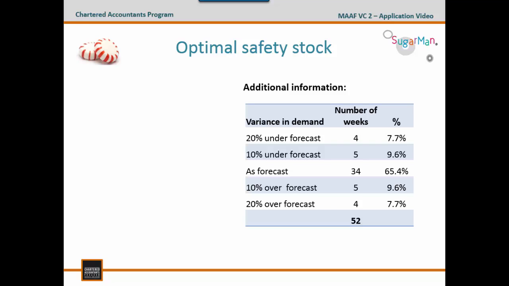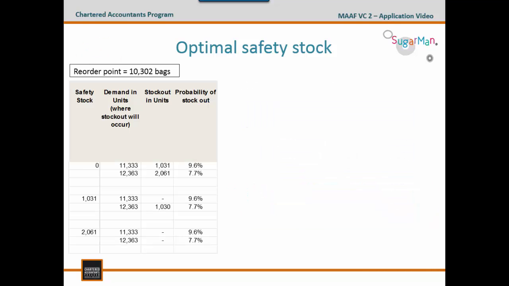To determine the optimum level of safety stock, we need some additional information. In particular, we need to know the different levels of demand and their probability of occurring. A stockout will occur when demand is greater than the level included in the reorder point calculation. This is because as the number of units sold is greater than that factored into the calculation, a new stock will not have arrived in time to be sold.